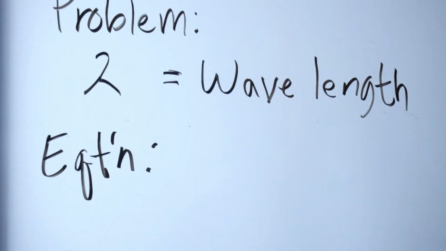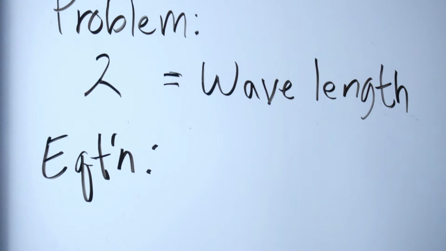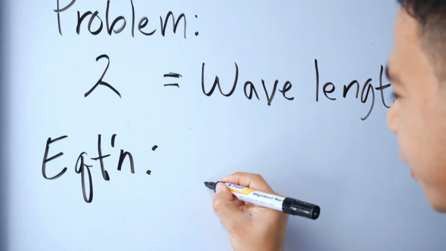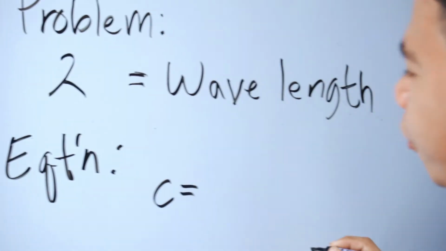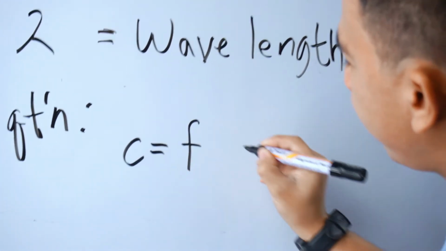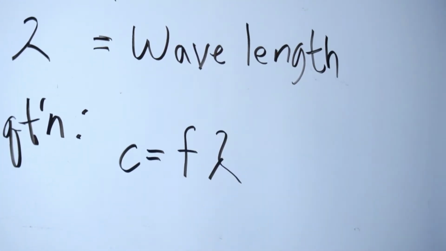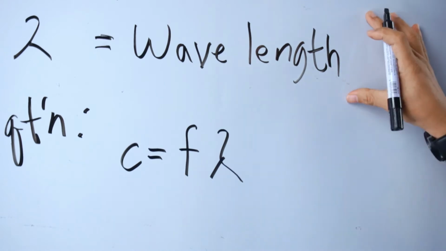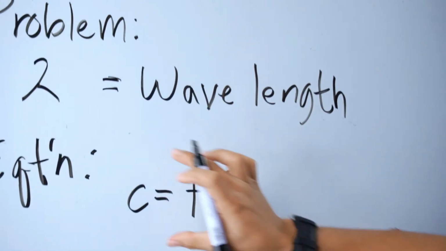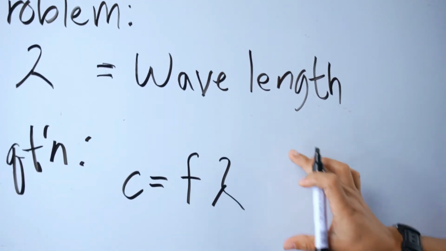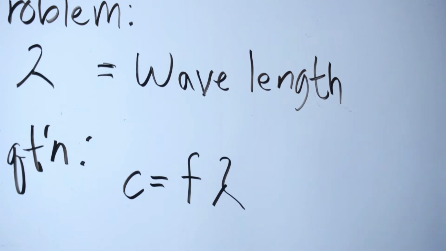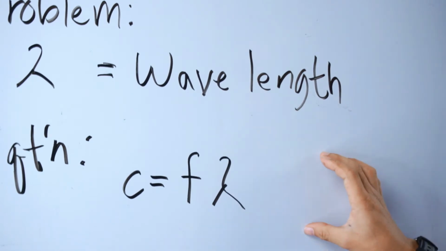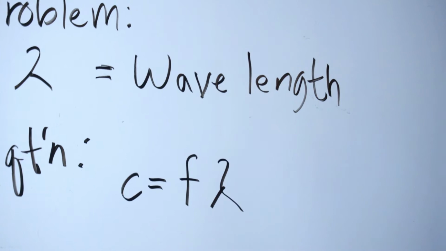Equations. Since the speed of light, which is c, is equal to the frequency times lambda, or the wavelength. So, the problem is the wavelength. Then we have the given equation, which is the speed of light equals the frequency times the wavelength. How are we going to solve that? Only the wavelength will remain.